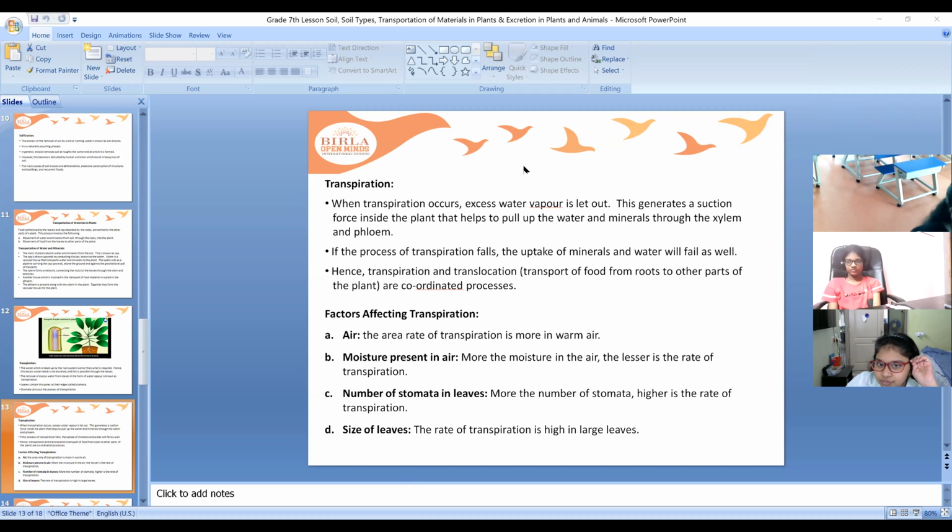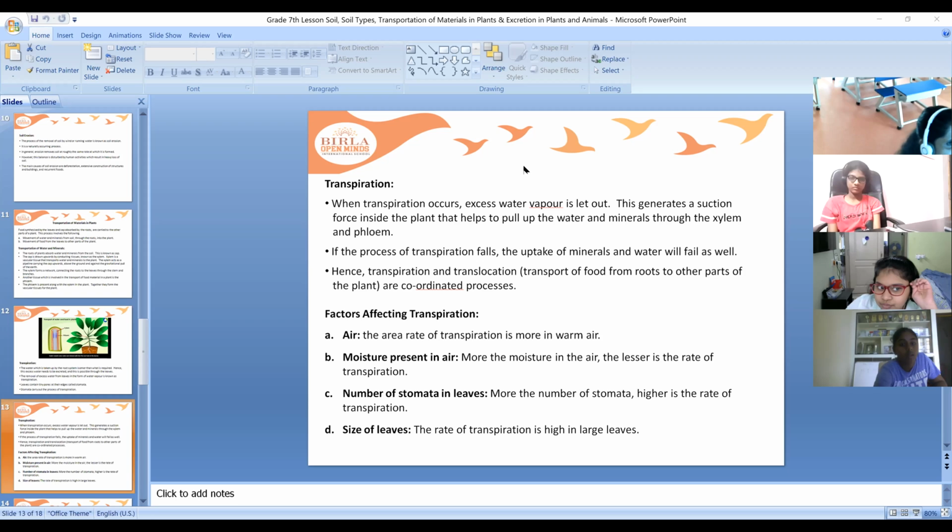Yes, ma'am. So, in this process of transpiration, the removal of excess water takes place in the form of water vapor. The tiny pores present on the leaves, which are called stomata, let out the water. They help in the removal of water. So, this generates a suction force inside the plant that helps to pull up the water and minerals through the xylem and phloem. This force is called suction force.